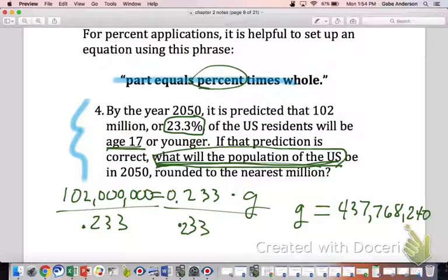437,768,240.3. But my question was, since it's with people, wouldn't you not do the 0.3, because you can't have 0.3 of a person? Yeah, I can't have 0.3 of a person. It does say rounded to the nearest million. So the nearest million would be right here. So I think we'd say 438 million people. Your point is well taken. In fact, it wants us to round to the nearest million. So 438 million for that one.